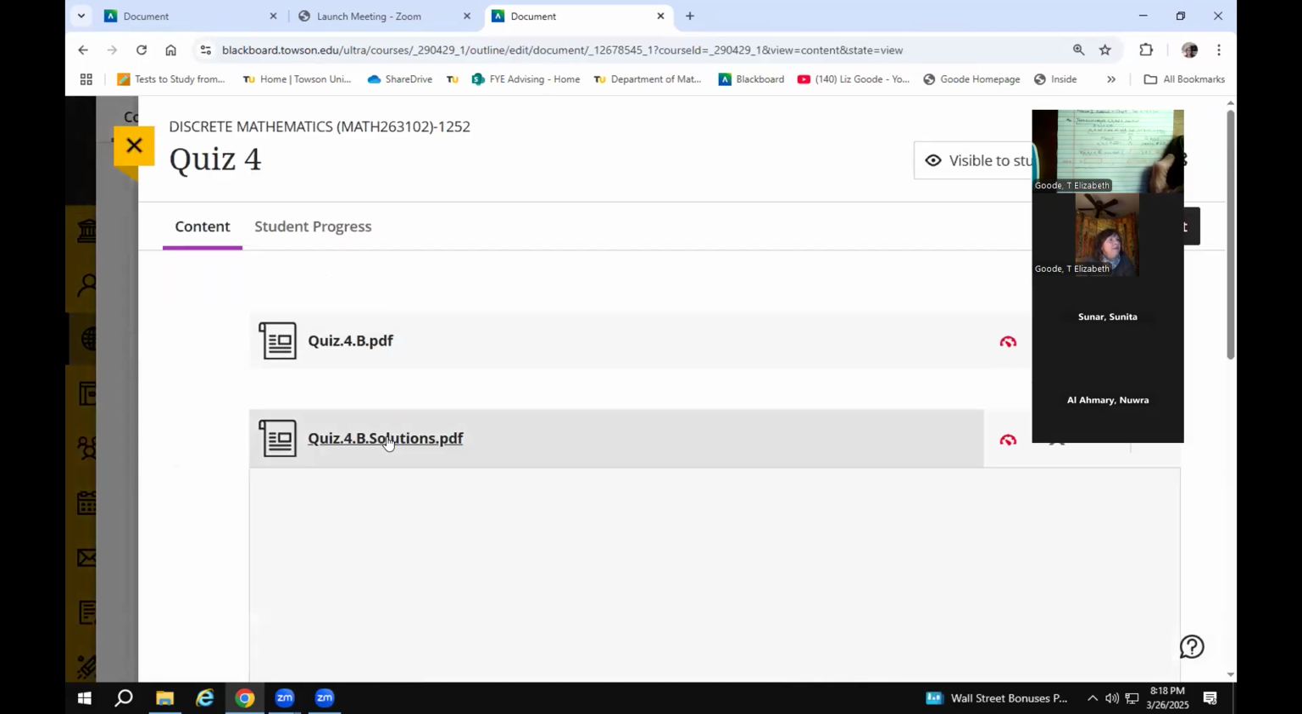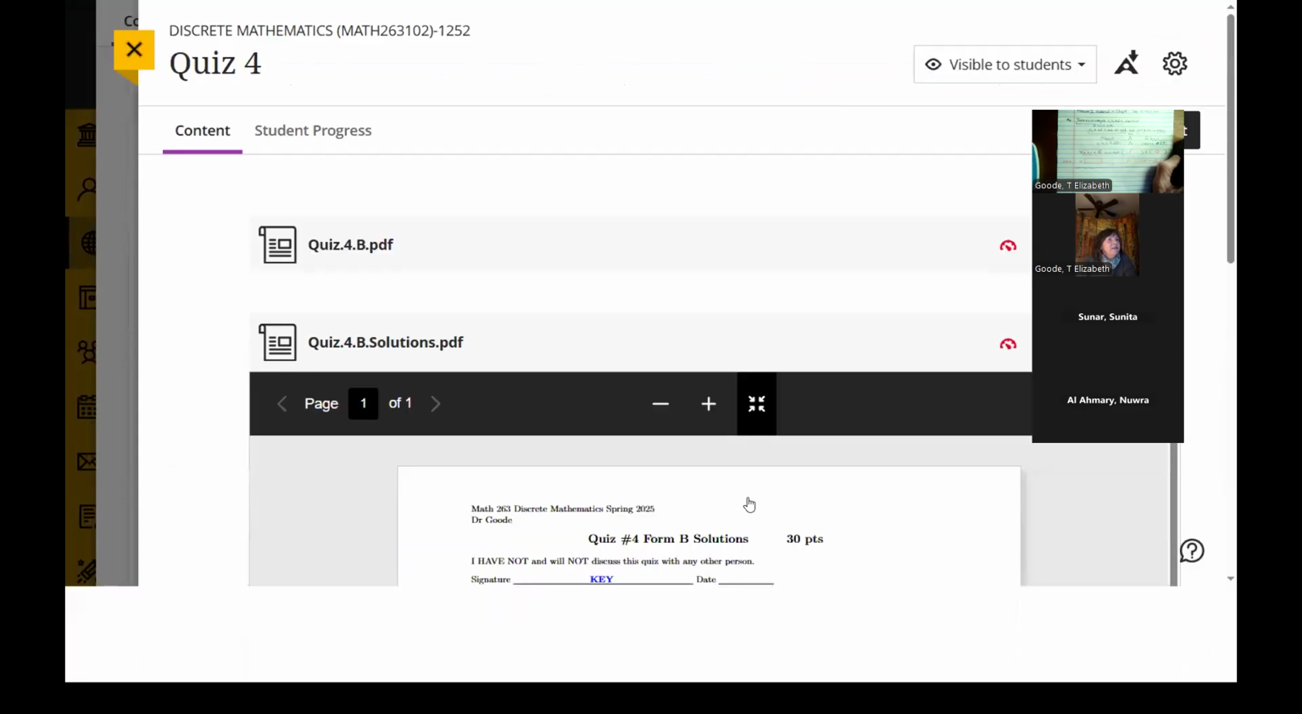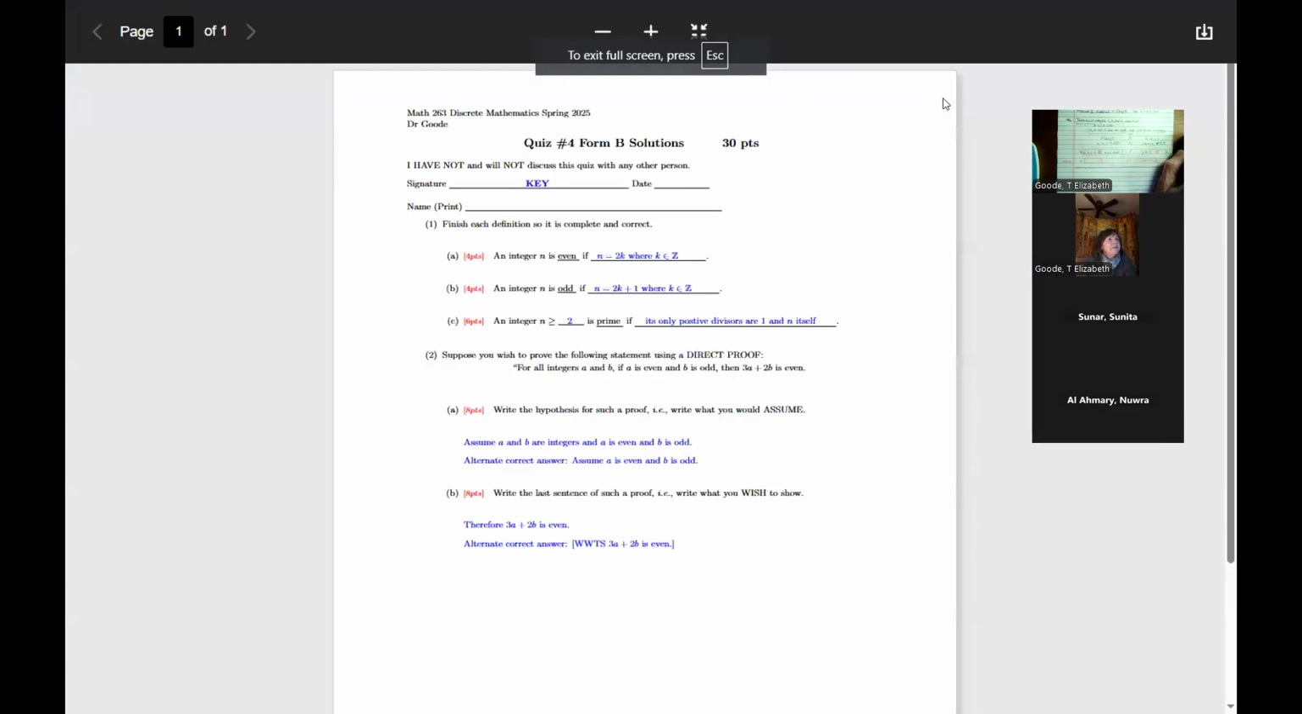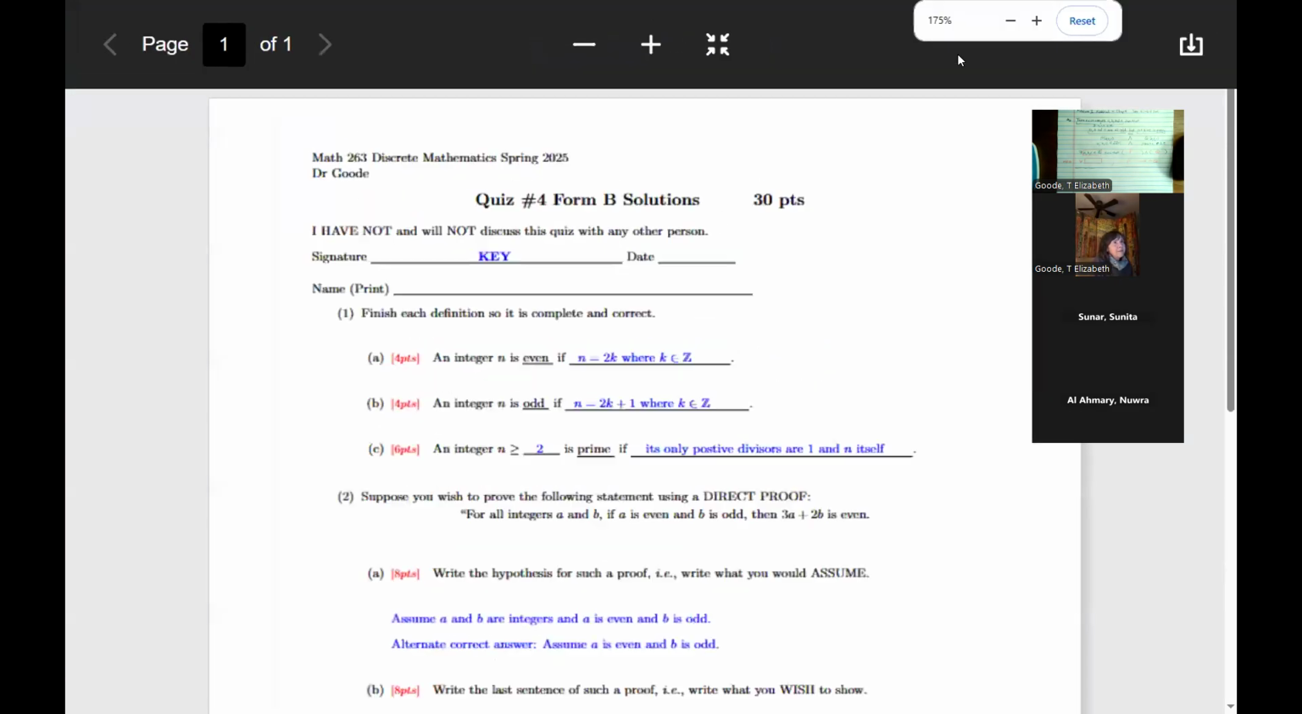All right, so let's look at the solutions. Is that blurry? I'm not real happy with why that's blurry. Maybe it's just my eyes.